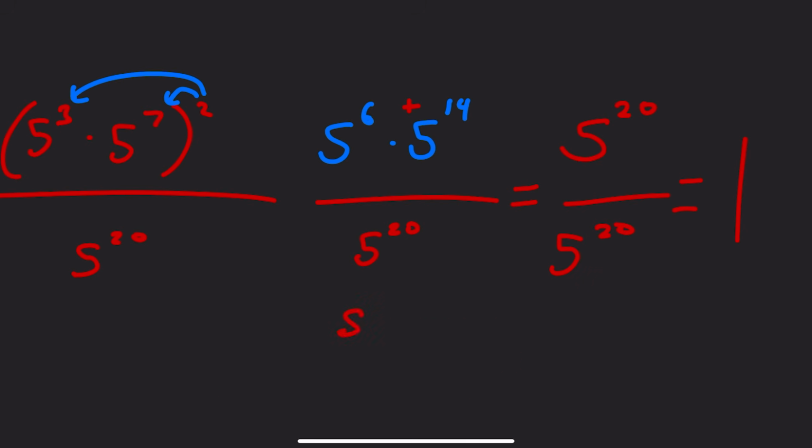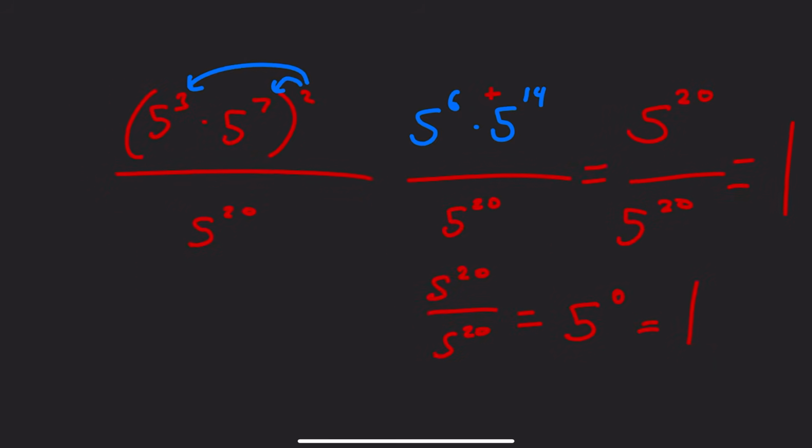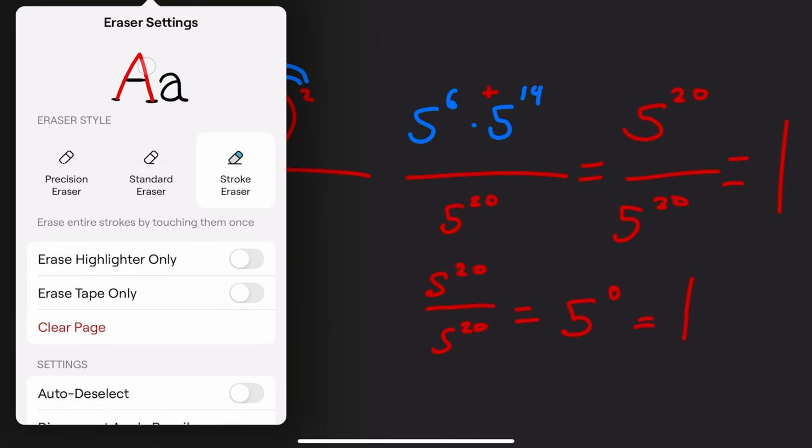We could also look at it this way. 5 to the 20 divided by 5 to the 20. We subtract the exponents, so it becomes 20 minus 20, which becomes 0. Anything to the 0 power is 1. Uno. Okay? We move on. Again, I'll give you time to pause if you need to.